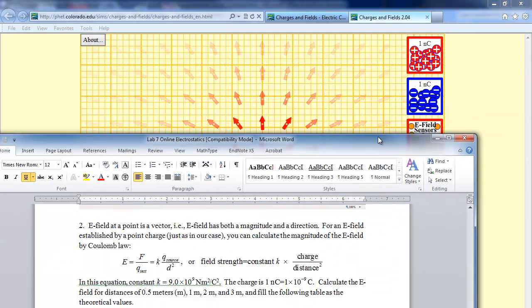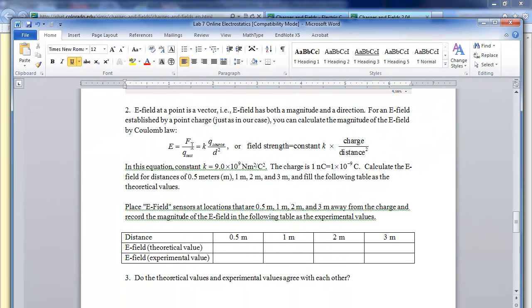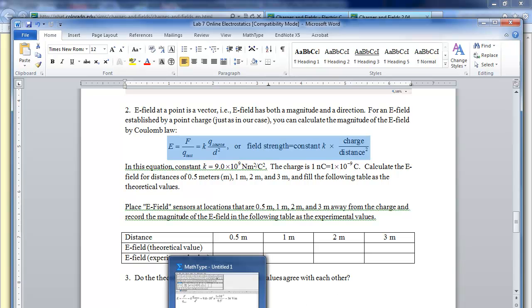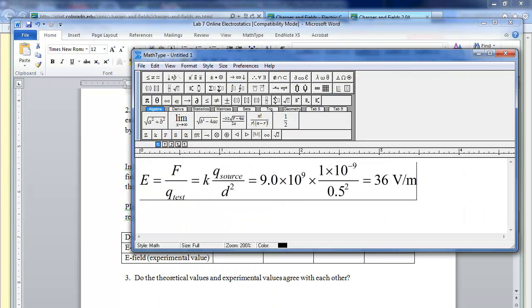The theoretical value is found by applying this equation. Here I'm going to show you the detailed calculation just for 0.5 meters. So again, here is the equation. The E field by definition is the force experienced by a test charge divided by the charge of the test charge, and that again equals k, which is a constant, times the charge of the source divided by the distance between them, but remember, distance squared.